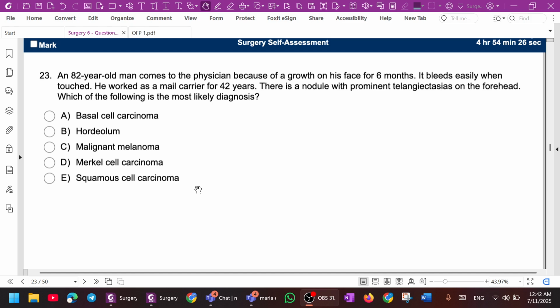An 82-year-old man comes to the physician because of growth on his face 6 months ago. It bleeds easily when touched. He worked as a mail carrier for 42 years. There is a nodule with prominent telangiectasia on the forehead. Which of the following is the most likely diagnosis? Ready?